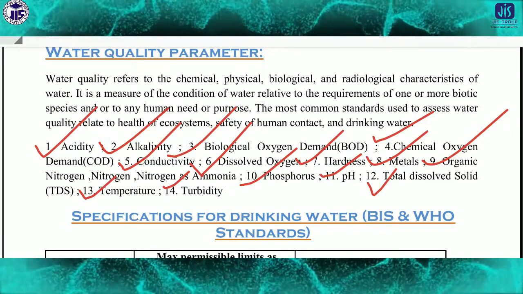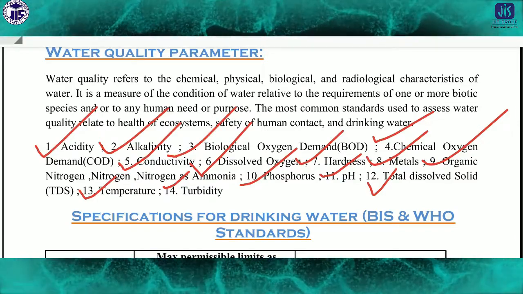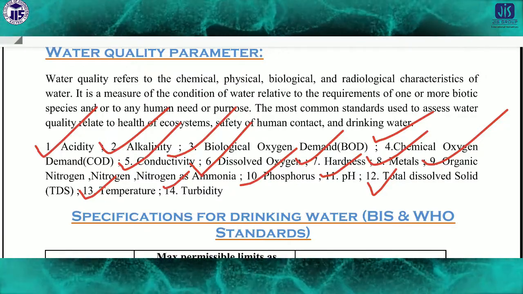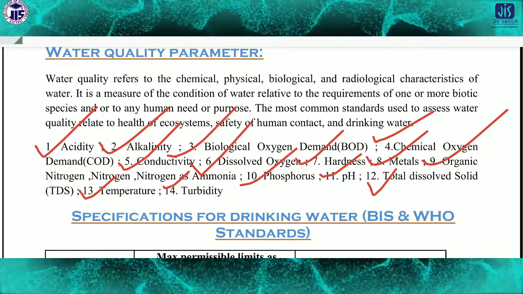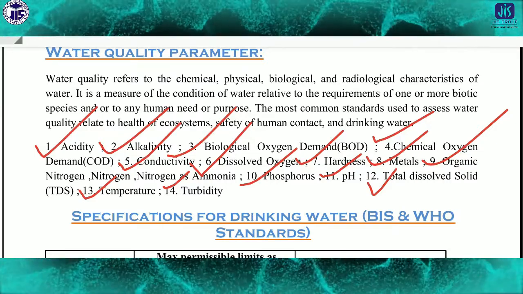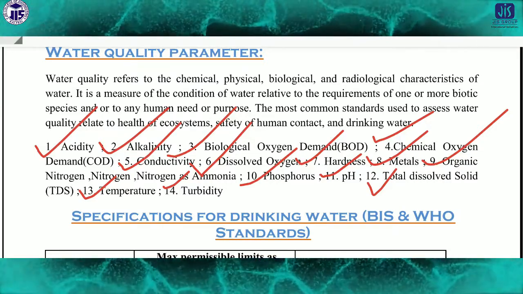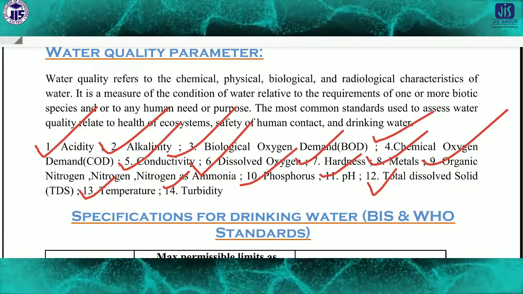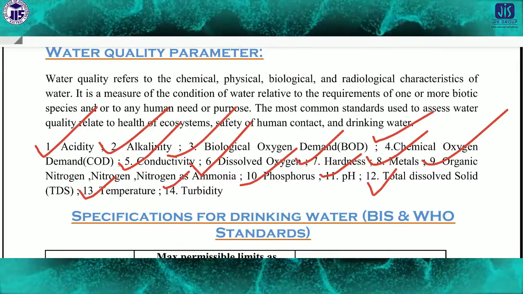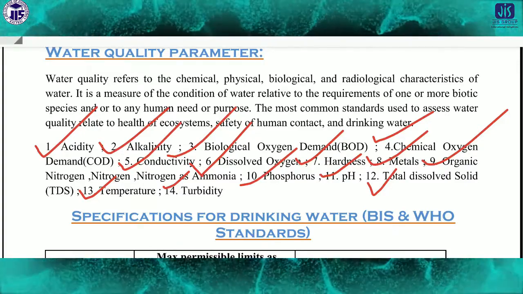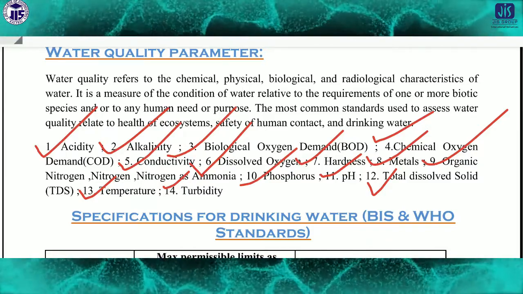There are some purposes for which we are using the water. Depending on our purpose, we can check the water quality. That means it is not required that in each and every case we have to check all the water quality parameters. Depending on which purpose we are using the water, we have to check the water quality parameters.